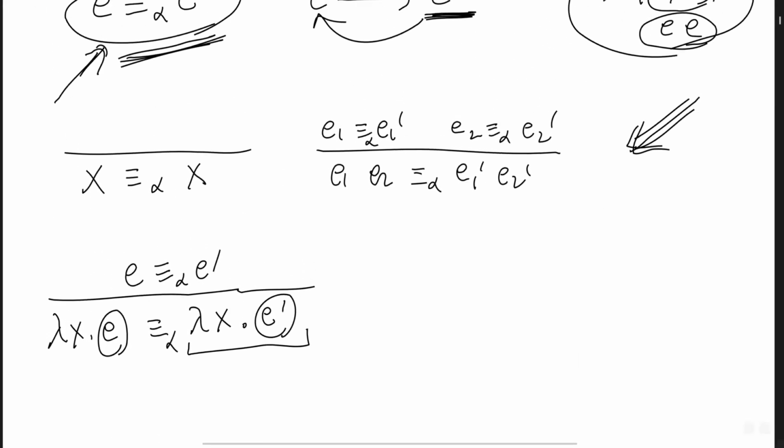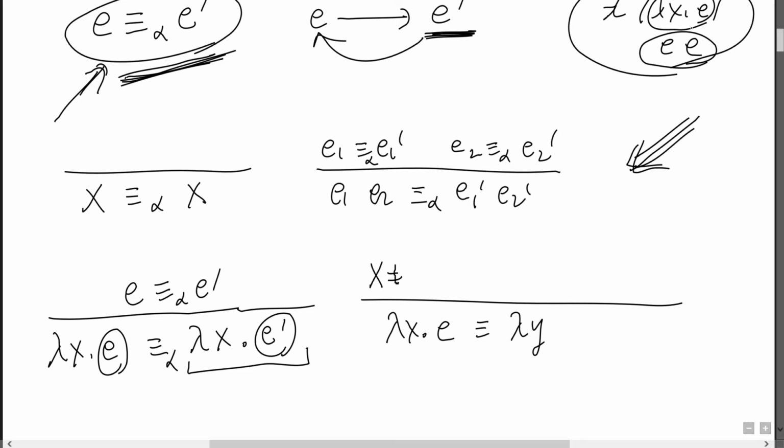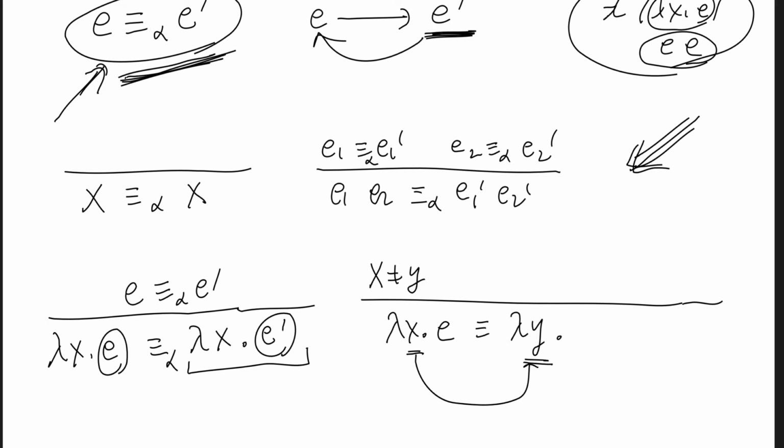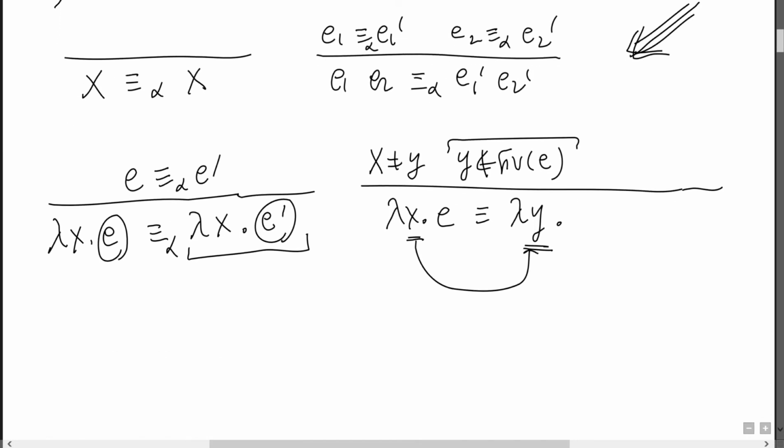So the last case in the definition of this alpha equivalence is lambda abstraction here, but this time we'd like to compare it against another lambda abstraction with a different bound variable. So we require that x is not equal to y. You can imagine that we are renaming this bound variable x into a new bound variable y. So you have to make sure that y is not in the set of free variables of expression E. If this condition is not met, something really bad happens.